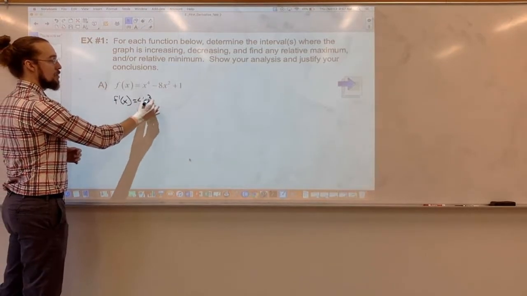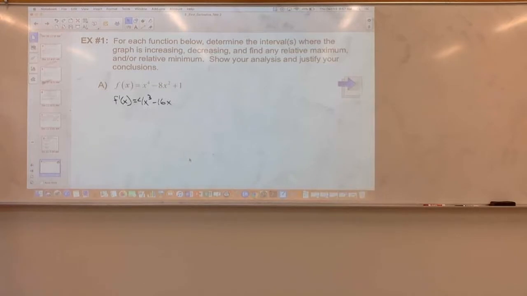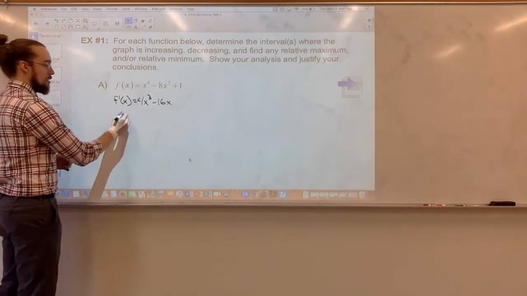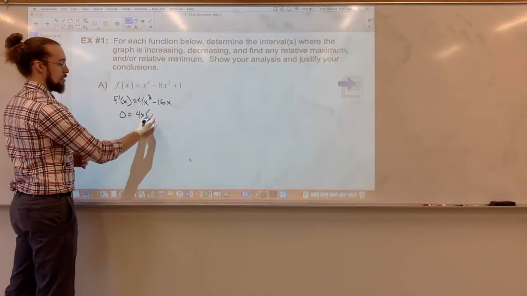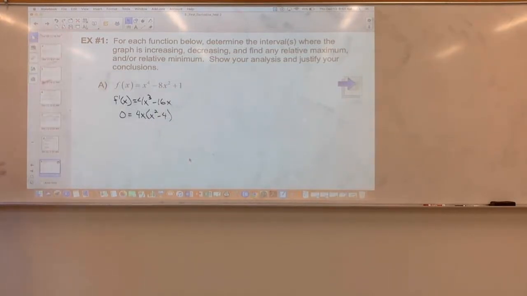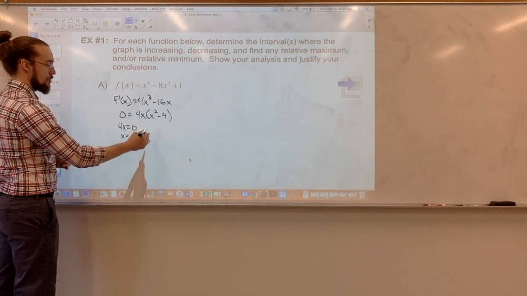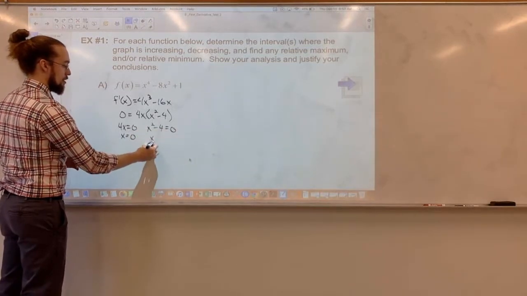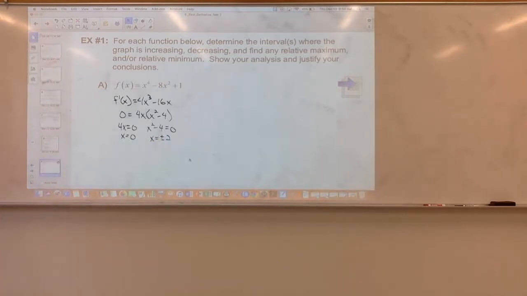So 4x cubed minus 16x. Set that equal to 0. I'll go ahead and factor out a 4x. So we've got x squared minus 4. So setting both of these equal to 0, I would get x equals 0 and positive and negative 2. Are there any places where the derivative would be undefined? No. It's a polynomial. So these are all of my critical values.